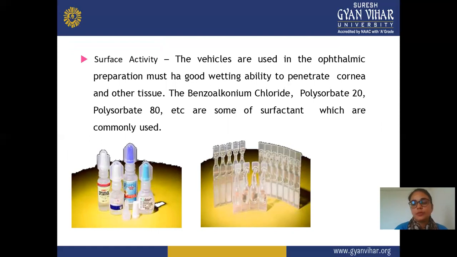In wetting agents, suppose you are preparing a suspension, in which some small particles are present. You can select very small, uniform particle sizes so that it can be stable, penetrate easily, and show good wettability. To improve surface activity and wettability, we use excipients, mainly surfactants. Examples of surfactants are benzalkonium chloride, polysorbate 20, and polysorbate 80, which you can use for improving the wettability of a product.